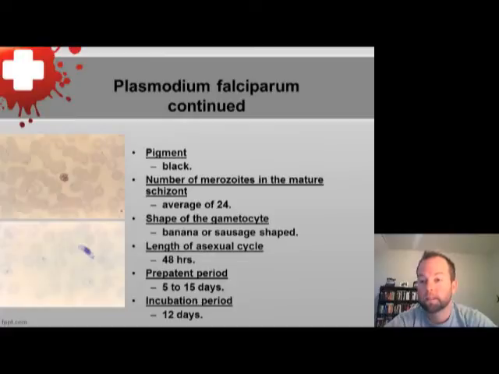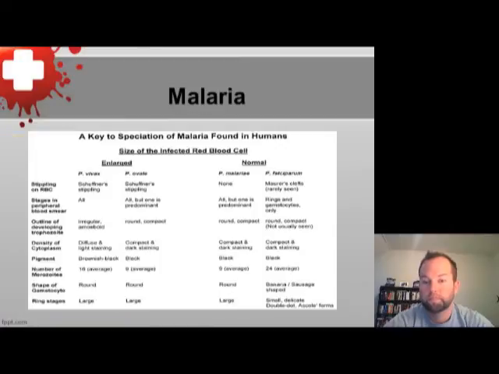and malaise that would result in symptoms such as blackwater fever that we talked about in one of the first lectures. The shape of the gametocyte is unique in Plasmodium falciparum. It is banana or sausage shaped. We can see in this bottom image here that it is a very telltale sign of Plasmodium falciparum. The length of the asexual cycle is 48 hours. The prepatent period is 5 to 15 days, and the incubation period is 12 days.